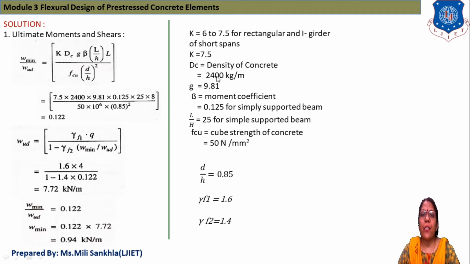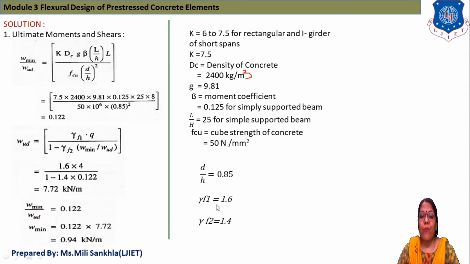Then density of concrete is equal to 2400 kg per meter cube. G is equal to 9.81. Beta is equal to moment coefficient, that is 0.125 for simply supported beam. L by H is equal to 25 for simply supported beam, and FCU is equal to cube strength of concrete, that is 50 Newton per mm square, and ratio of this d by H is equal to 0.85.